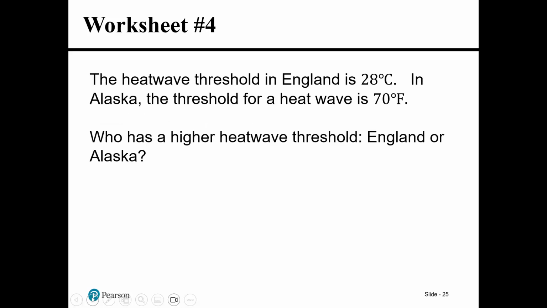Same thing here. Heat wave threshold. The threshold for something to count as a heat wave in England is a temperature of 28 degrees Celsius or more. In Alaska, the threshold for a heat wave is 7 degrees Fahrenheit. So we have Celsius and Fahrenheit, and we need to convert one of these and figure out who has a higher heat wave threshold, England or Alaska. Take a moment, pause, work these two problems, and come back for an answer.